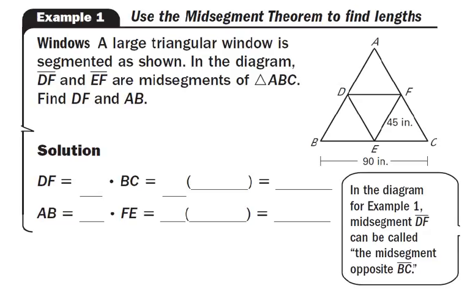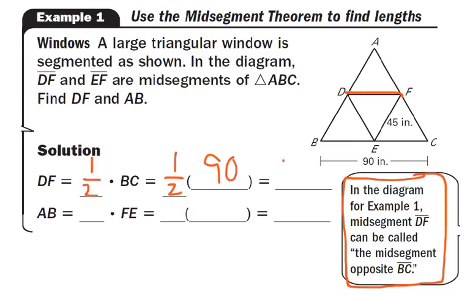So, example 1, let's use the mid-segment theorem to find some lengths. Notice down here in the diagram for example 1, mid-segment DF, you could say that that's the mid-segment opposite side BC. Okay? So find DF and AB. Well, DF is our mid-segment, so that is going to be half as long as BC. So half of 90 is 45 inches long.